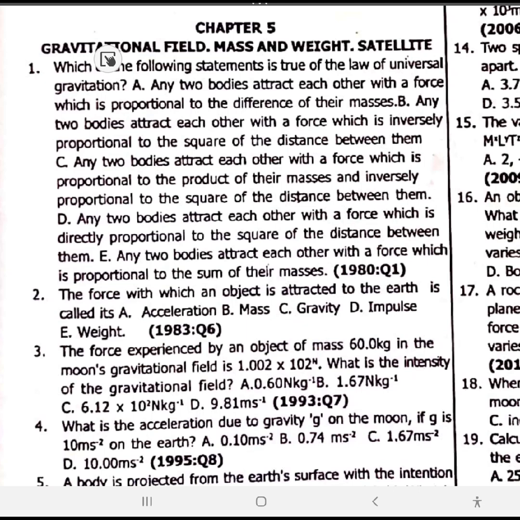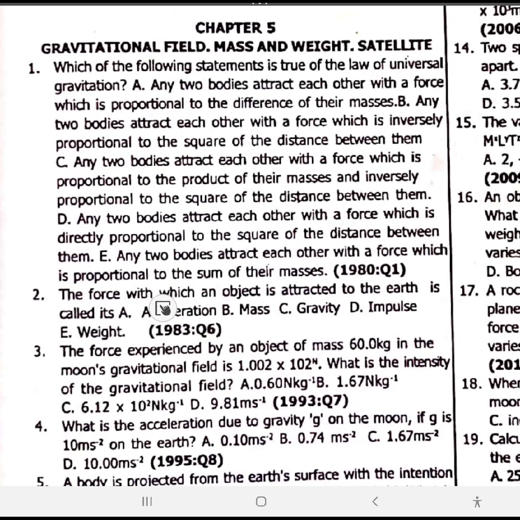Now, gravitational field, mass and weight, and also satellite. Chapter 5. Number 1. Which of the following statements is true of the law of universal gravitation? Any two bodies attract each other with a force which is proportional to the product of their masses and inversely proportional to the square of the distance between them. That is option C.